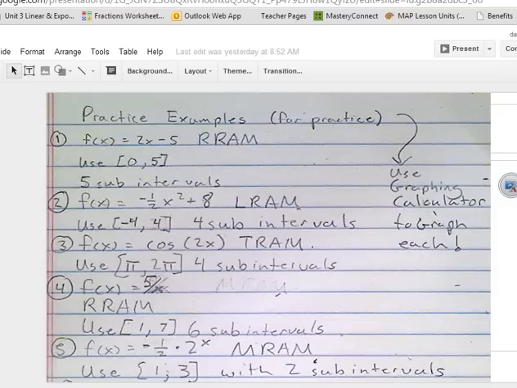Alright guys, so right now I'm going to work through the extra practice set of problems that is going to be similar to your test, so this will be beneficial. The extra practice is listed right here. Alright, so first we're going to do a RRAM on f of x equals 2x minus 5 on 0 to 5. So let's go ahead and get started on that.